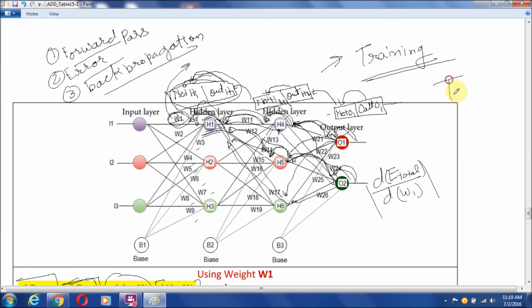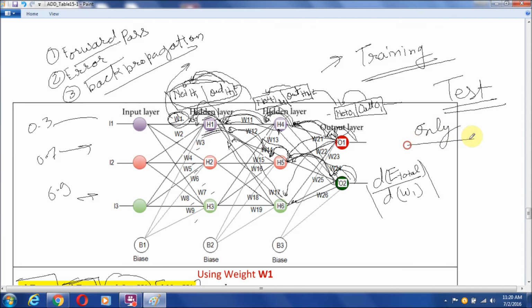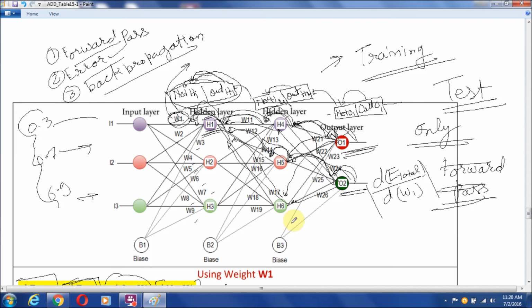Now, how does the test phase work? The test phase is very simple. Suppose we are given some input like 0.3, 0.7, 0.9. We just pass these inputs to these layers and apply only the forward pass, with no backward processing or error calculation. After the forward pass, we will get the output, and based on the probability or value associated with the output, we can define the class for these three inputs.